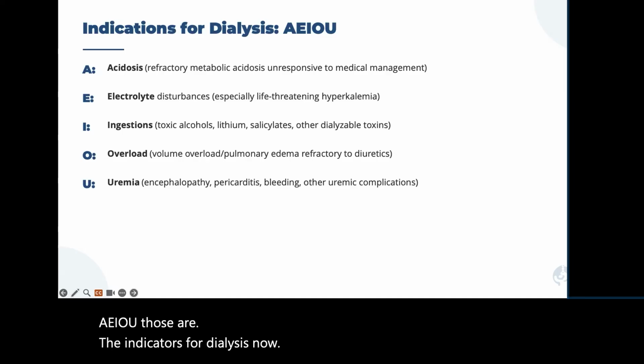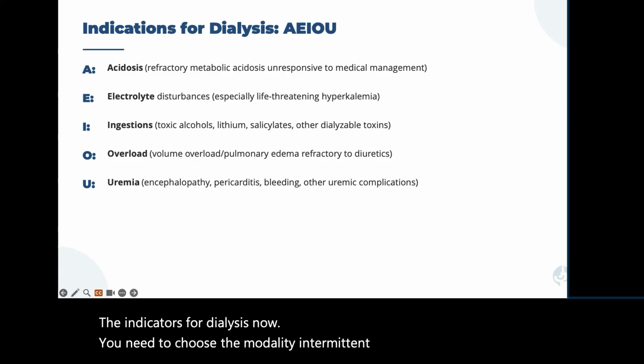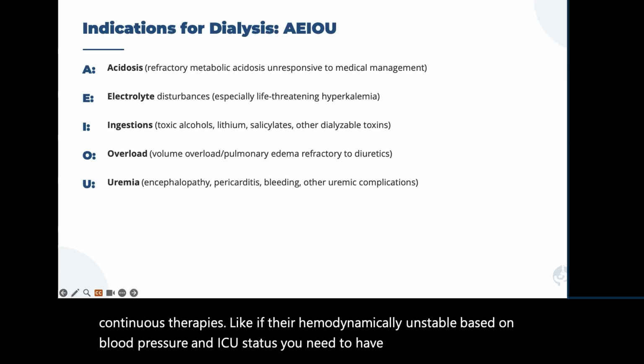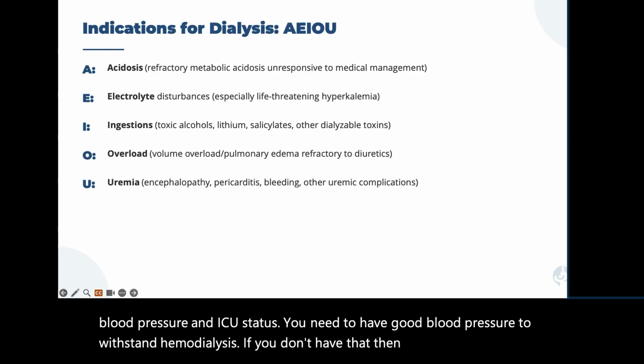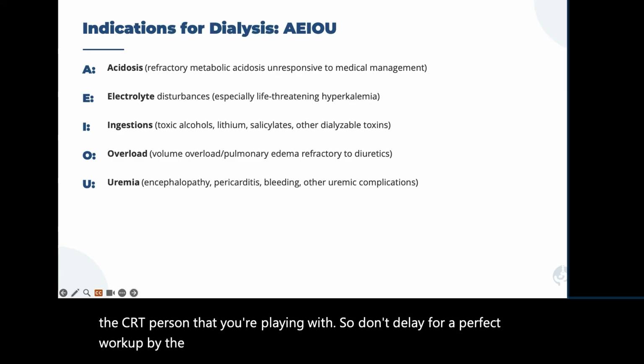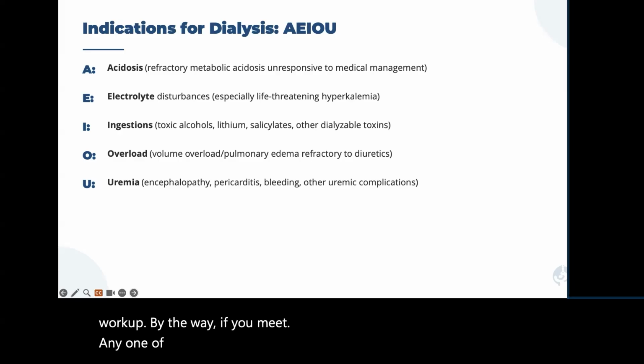Now, you need to choose the modality, intermittent hemodialysis versus continuous therapies, like if they're hemodynamically unstable, based on blood pressure and ICU status. You need to have good blood pressure to withstand hemodialysis. If you don't have that, then that's going to become the CRRT person that you're playing with. So don't delay for a perfect workup, by the way. If you meet any one of these AEIOU criteria, any one is enough.